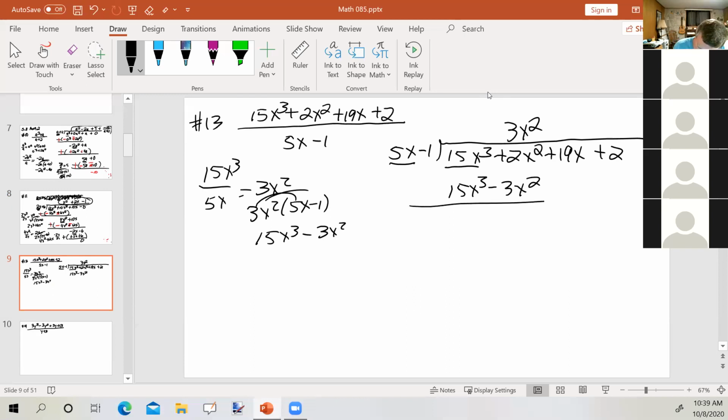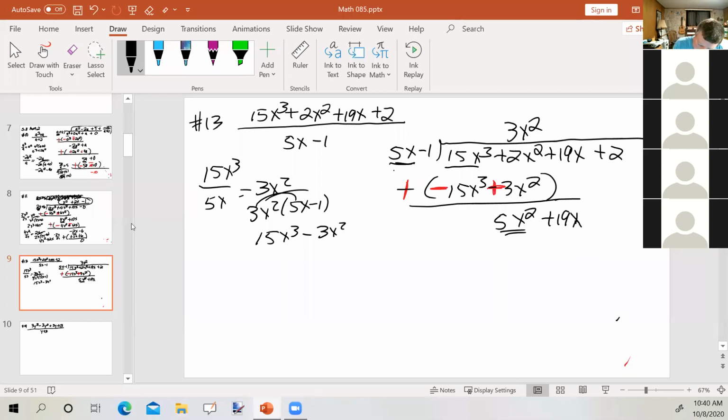All right, we're going to subtract this from what's up above. Change it to addition of the opposite. 15x cubed plus negative 15x cubed is 0x cubed. 2x squared plus 3x squared is 5x squared. Bring down the next term, the 19x, and start over.